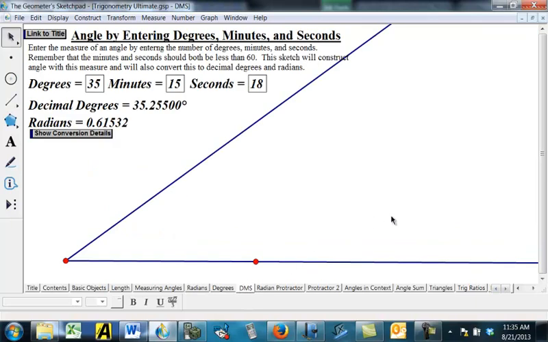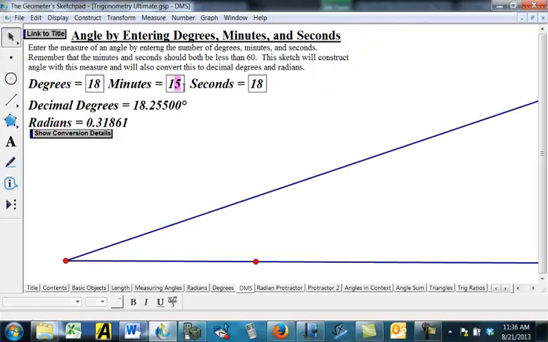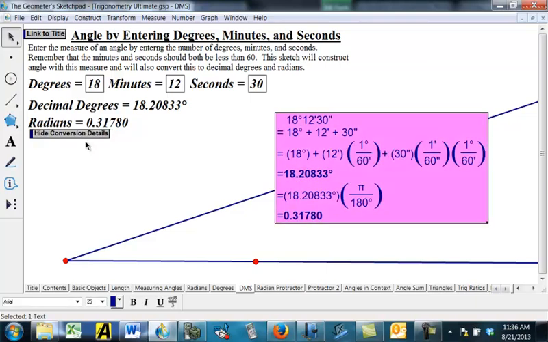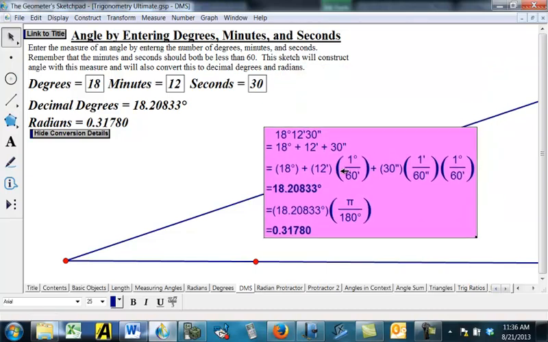What if we start with degrees, minutes, and seconds? Well, this one here allows us to do that. So we can enter in a certain amount here, 18 degrees, 12 minutes, and 30 seconds. And there is the angle. How can we do our conversion here? Well, here are the details on the conversion.